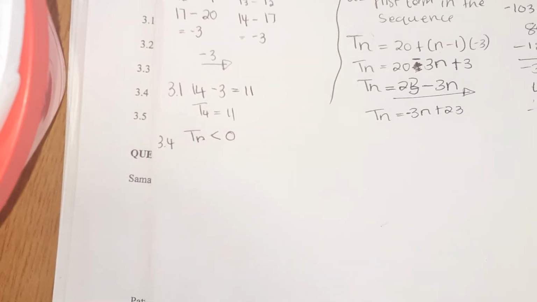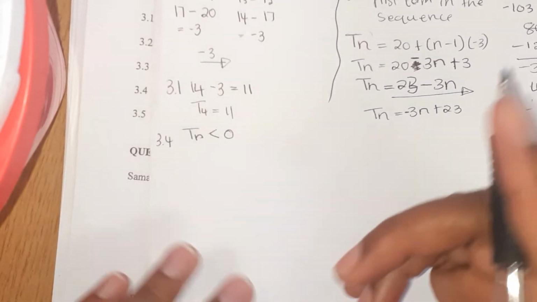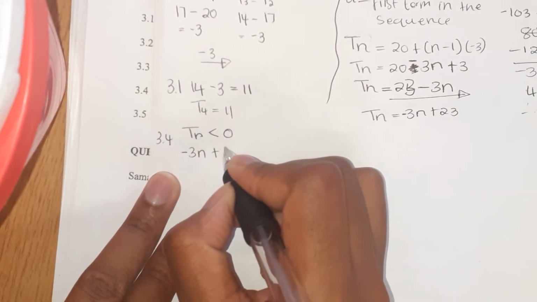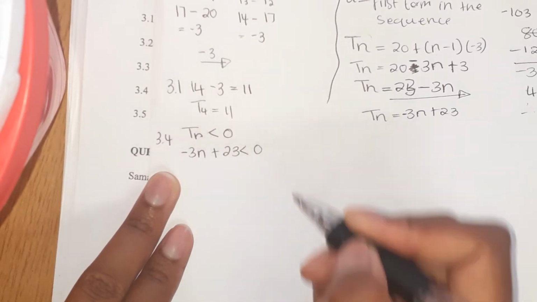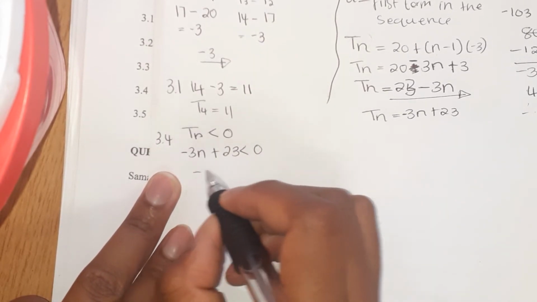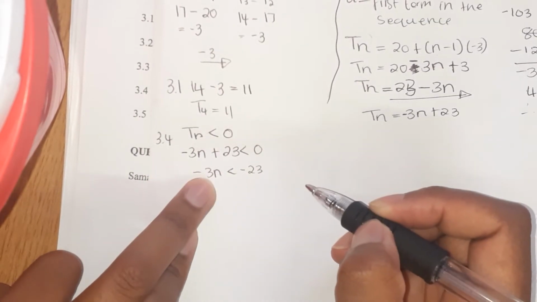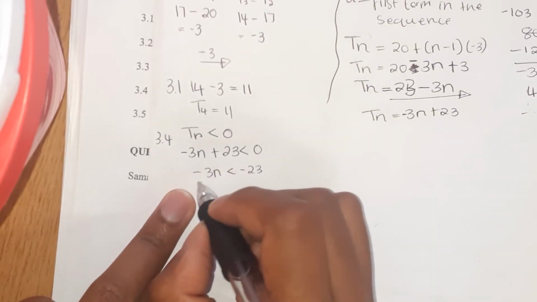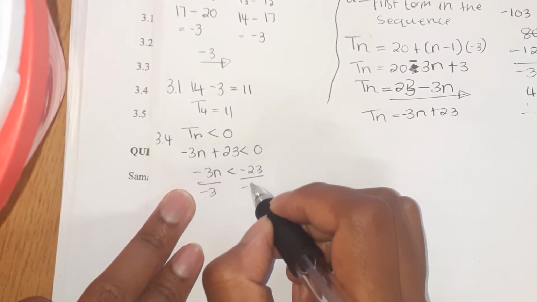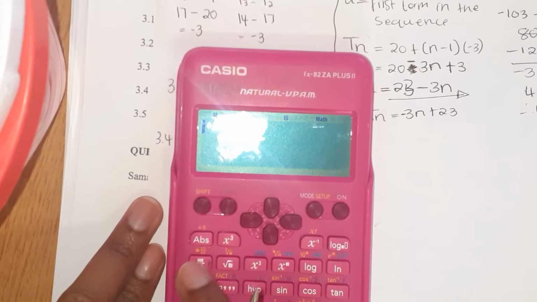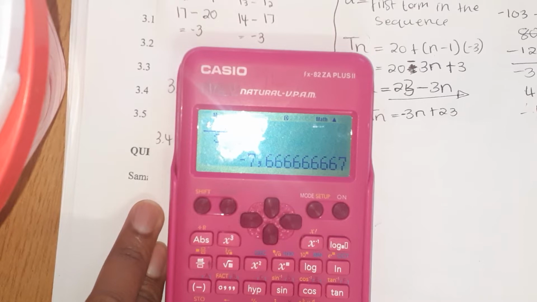So Tn is less than 0 here, so we'll just do an inequality. It will be negative 3n plus 23 is less than 0. So negative 3n this side, and then this will be negative 23 this side. We'll divide by negative 3, by negative 3, so this 3 will cancel this one. Then we'll say negative 23 divided by 3, and that will give us negative 7,8.